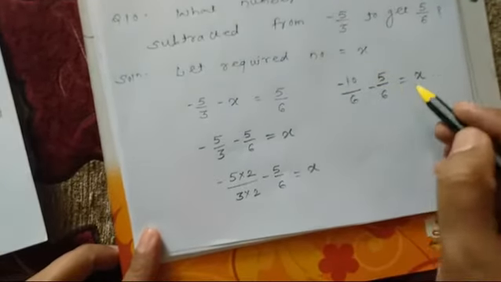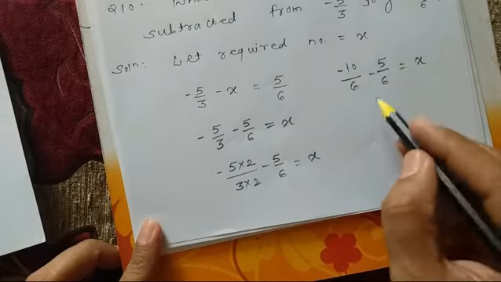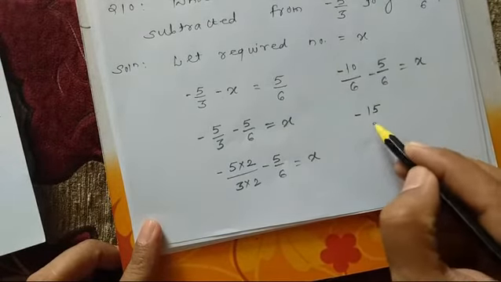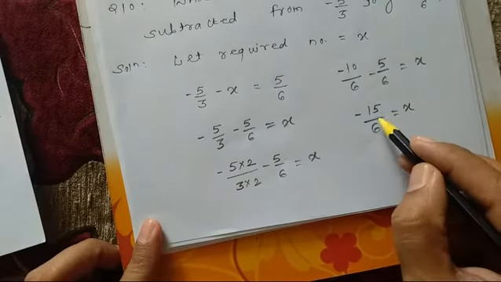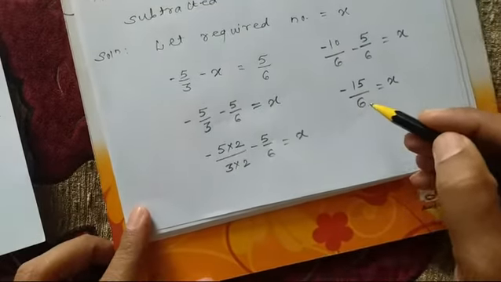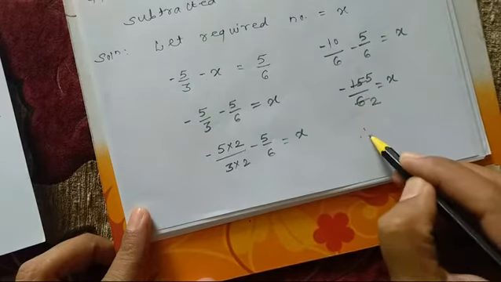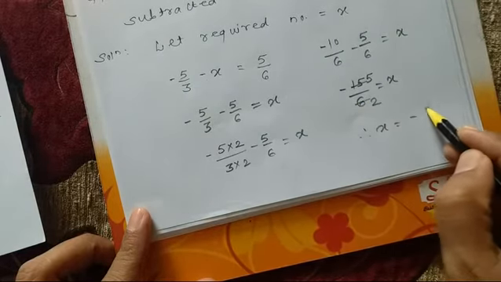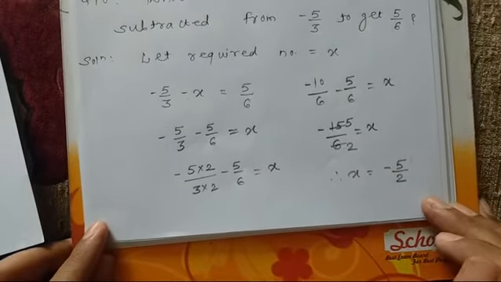Now we can easily take the difference of these two numbers because the denominators are the same. Minus 10 minus 5 is minus 15 upon 6, that is equal to x. Now let's make it simple. This numerator and denominator are both multiples of 3. So 3 5s are 15 and 3 2s are 6. So the final answer is x is equal to minus 5 upon 2. This is the final answer, that is minus 5 upon 2.